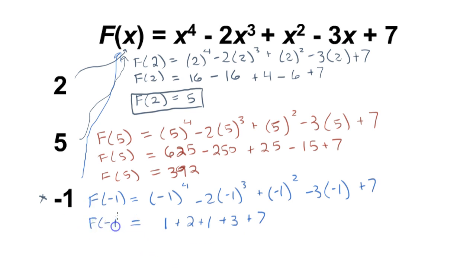So to find the f of -1, let's go ahead and add from left to right. 1 plus 2 is 3, plus 1 is 4, plus 3 is 7, plus 7 is 14. So the f of -1 is 14. Again, please be careful when you are plugging in a negative for x.